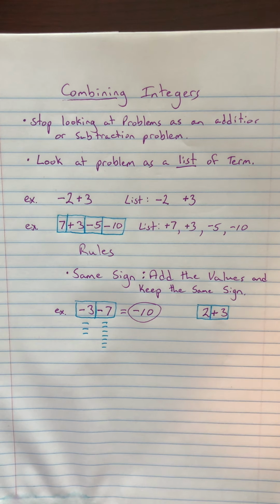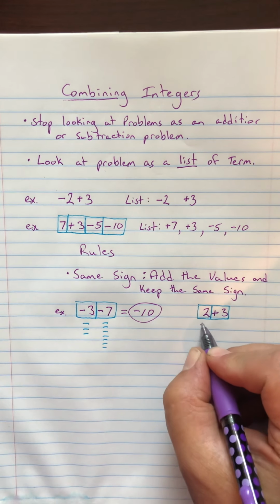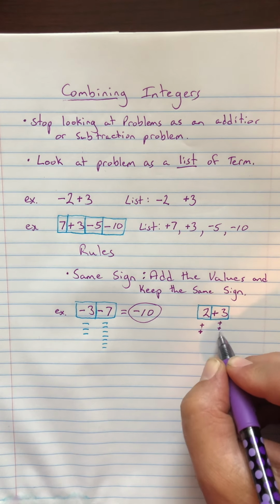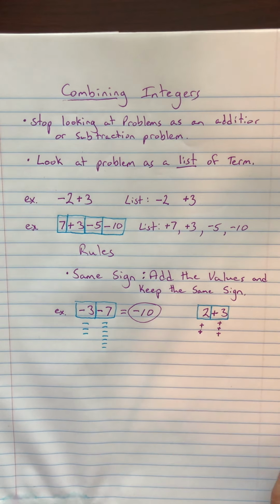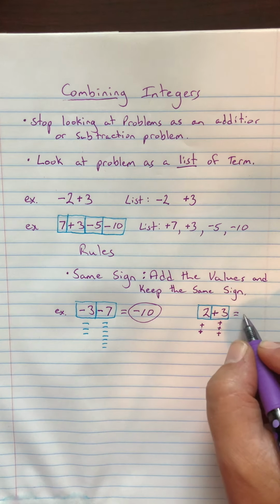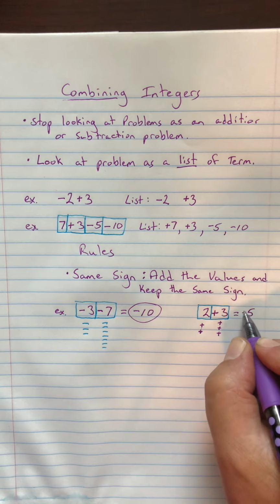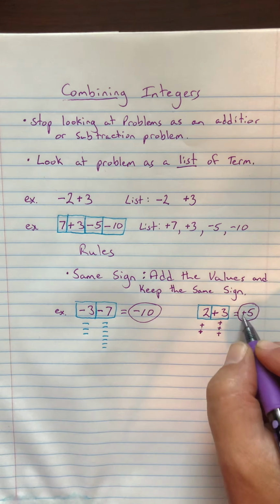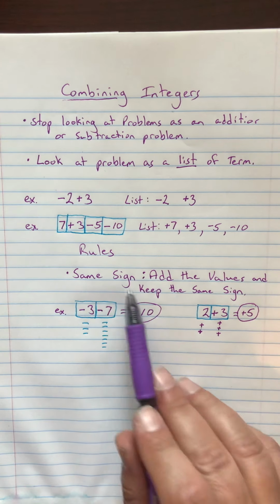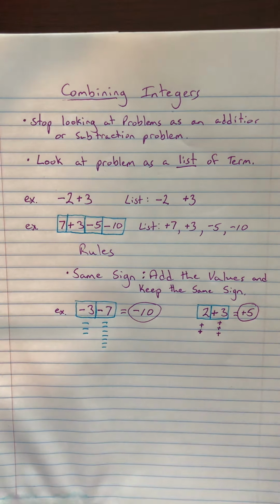So we are combining 2 positives here and 3 positives there. When we put that all together, we get a total of 5 positives. You can put that positive sign or not put it. That really doesn't matter. Okay. So when they are the same sign, you simply get to put them together.